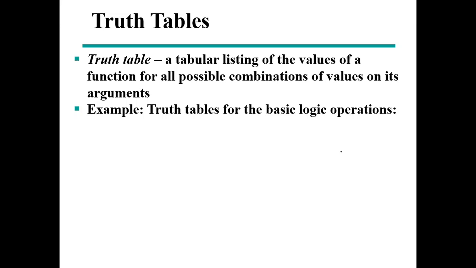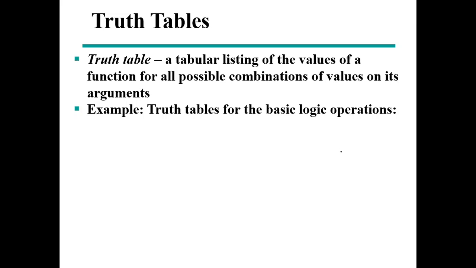Truth tables, we talked about truth tables. So what do truth tables do? A truth table lists all the possible values of a boolean function for all possible combinations of the values on its arguments or inputs. If we have a boolean function of two variables, the truth table will list all the possible combinations of those two variables and the value of the function for them.